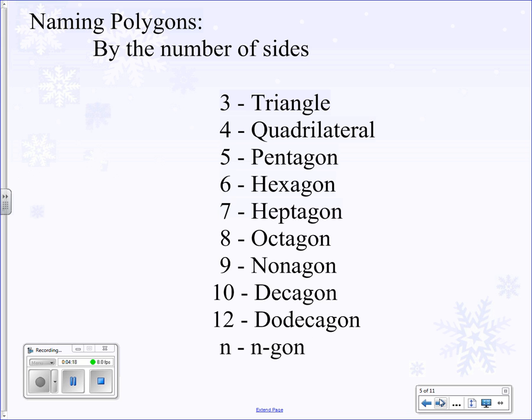Another reminder about polygons: when you're naming them, you're going to name them by the number of sides. So take a quick look at this list and refamiliarize yourself with the names of the different kinds of polygons. Remember that a septagon and a heptagon are interchangeable. And when we look at an n-sided figure, like a 13-sided figure, we can call that a 13gon, for example.